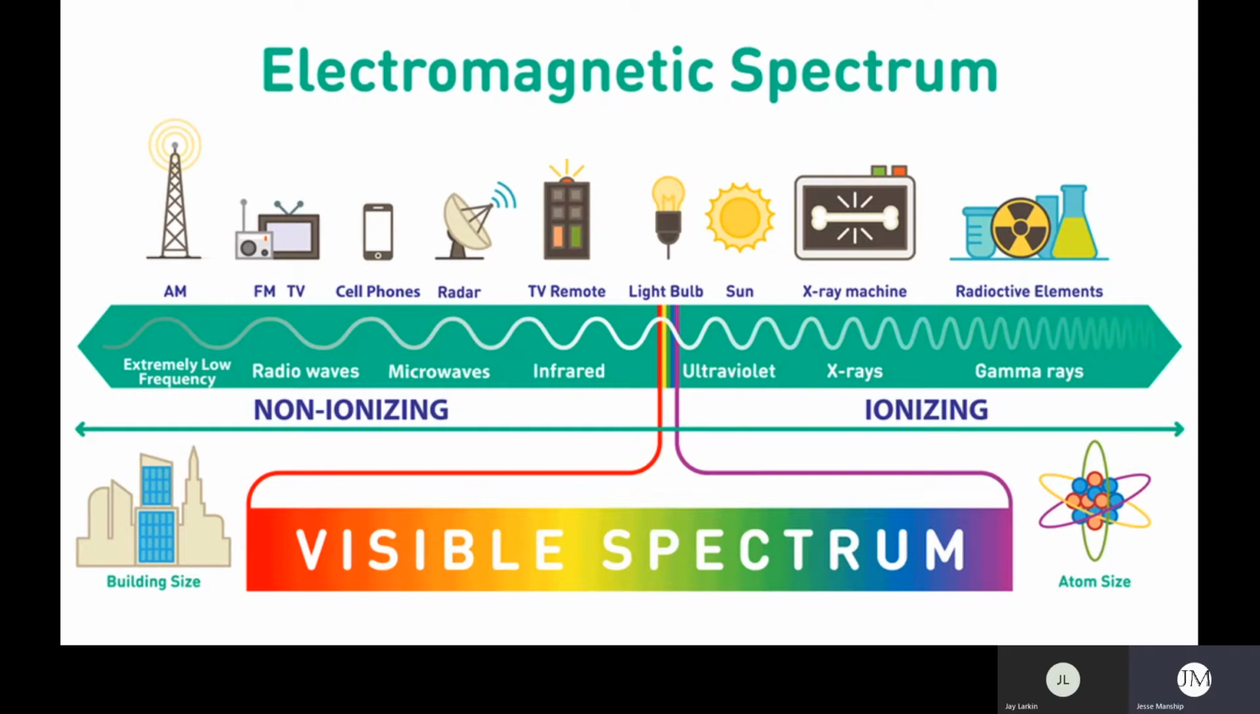UV radiation is broken into 3 categories: UVA, UVB, and UVC. UVC is between 100 and 280 nanometers. Almost all of the UVC is blocked by the atmosphere, and it's not a risk to us at the surface of the Earth. UVB is between 280 and 315 nanometers.